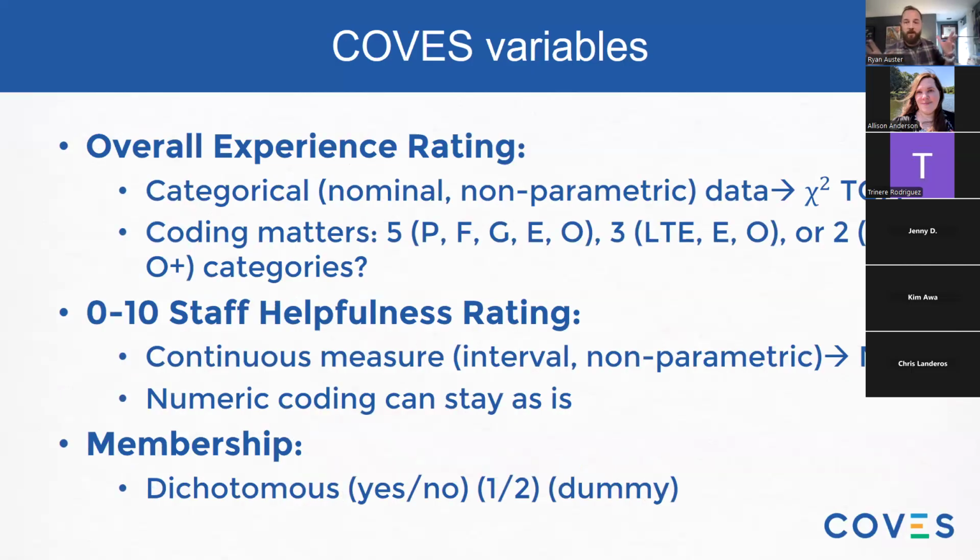Okay, so the variables that we're going to use in these examples are overall experience rating. I've mentioned that a couple times. 0 to 10, I picked staff helpfulness literally for no reason other than an example. And membership status, because membership is an easy one to assign into groups that is just dichotomous, right? You either are a member or you're not.